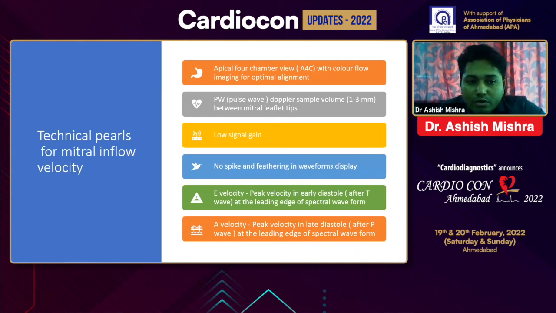The technical tips for mitral inflow velocity: it starts with an apical four-chamber view with color flow imaging for optimal alignment. The PW Doppler sample volume is typically 1 to 3 millimeters, placed between the mitral leaflet tips. The E wave velocity is the peak velocity in early diastole, and on the ECG it corresponds to just after the T wave. The A velocity is the peak velocity in late diastole, which corresponds to just after the P wave has ended.